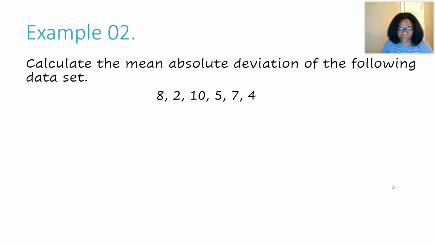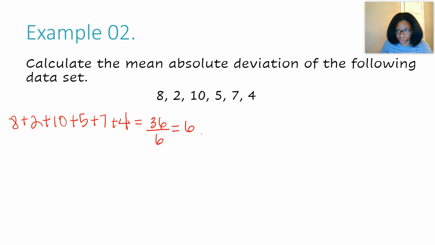Okay. Let's take a look at example number 2. Calculate the mean absolute deviation of the following data set. So let's say our data set is 8, 2, 10, 5, 7, and 4. I'm going to add all of my data points: 8 plus 2 plus 10, 5, 7, and 4. When you add all of those numbers up, you get 36. Then you need to divide by how many numbers you have. If you count, you have 6 numbers. And so the answer to that is 6. That's just the regular mean.